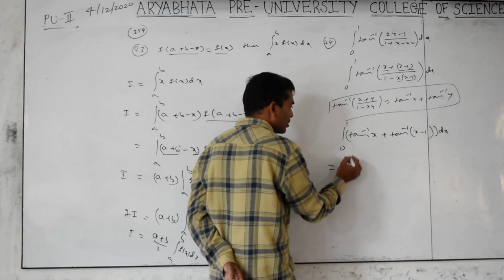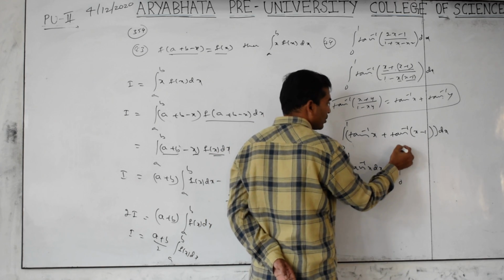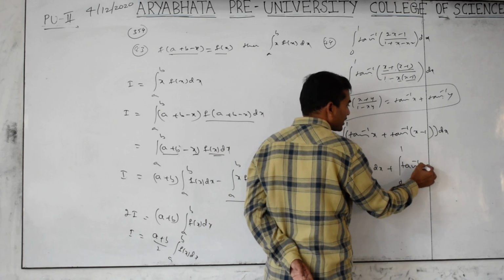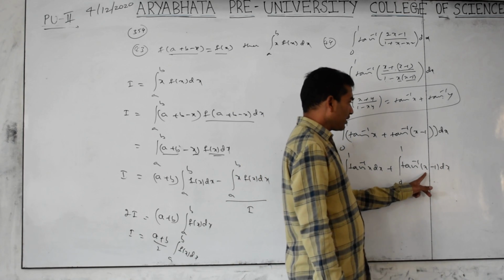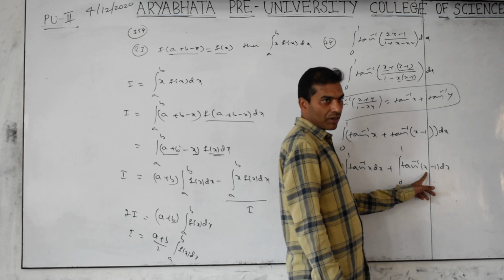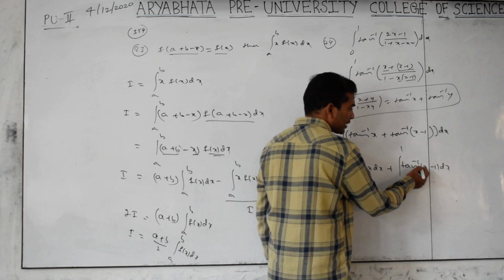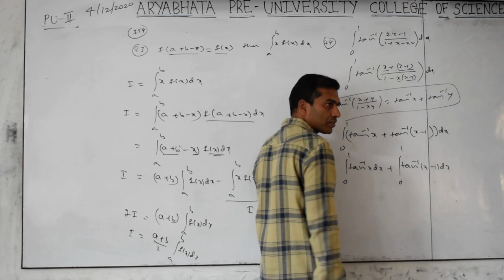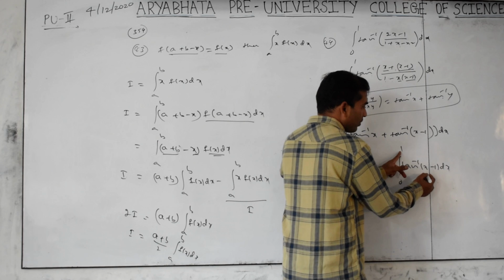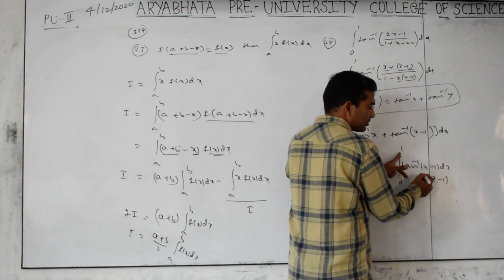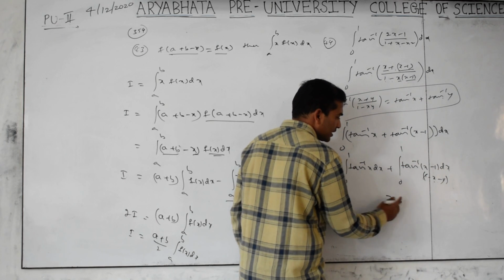So integration of 0 to 1 tan inverse of x dx plus integration of 0 to 1 tan inverse of (x minus 1) dx. See, we can use a property here, we can make it short. X is replaced by 1 minus x. When you replace x, integration 0 to a f of x dx equals integration 0 to a f of a minus x dx. So 1 minus x minus 1, the 1 gets cancelled, and you get tan inverse of minus x.